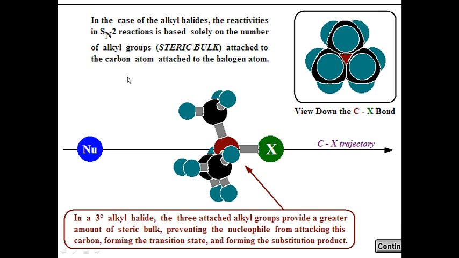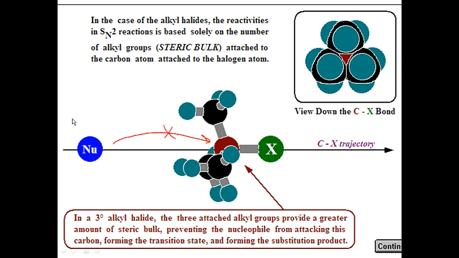When we go to a tertiary halide, the three alkyl groups pretty much completely block the carbon, and so therefore the nucleophile cannot attack that carbon from the backside. And so a tertiary halide is prevented from undergoing backside attack and therefore has to go through another mechanism in order to do substitution.